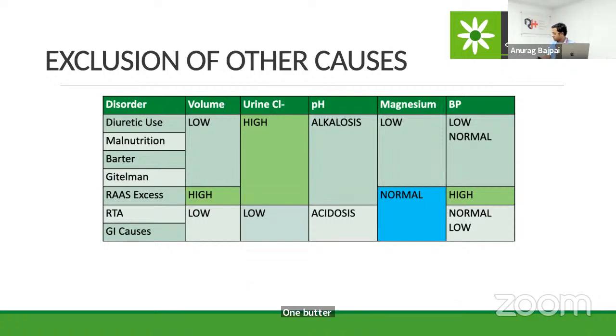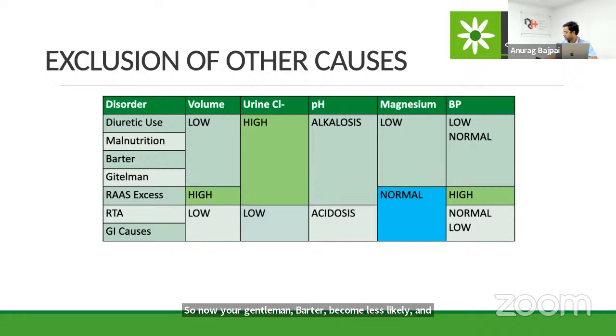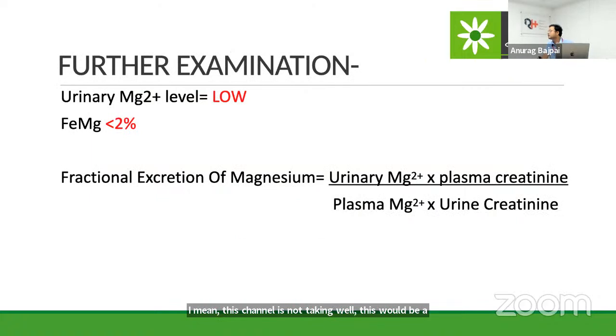So now Gitelman and Bartter become less likely, and we are mostly dealing with malnutrition or other hypomagnesemic syndromes. We have seen hypomagnesemic syndromes like TRPM6, but they present at 1 year and 6 months with severe hypocalcemia. So this to me looks malnutrition related, in a child who is not eating well. This could be a very important thing. So how do you distinguish them? In further management, we have to go for the urine magnesium level and the fractional excretion of magnesium, which were both low in our case.